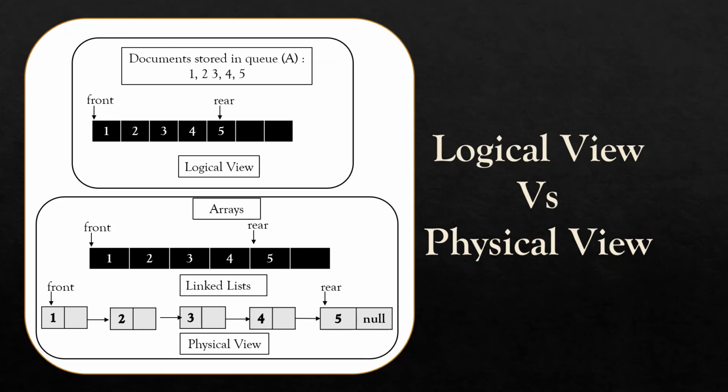An alternate way is to use a linked list where the first element is pointed to by front. So front has the address of the first node in the queue and rear points to the last element in the linked list. That is, it has the address of the element 5. When a new element is to be inserted, the insertion takes place after rear.